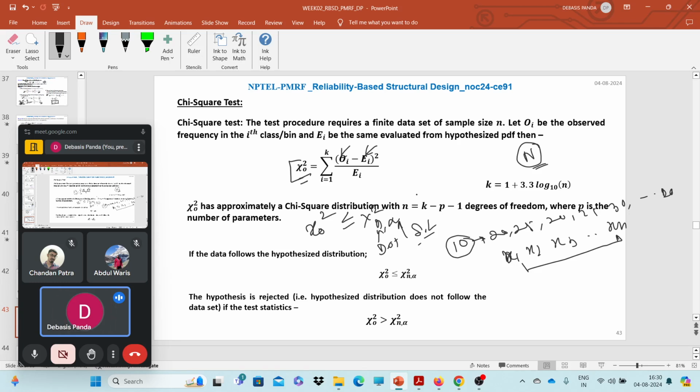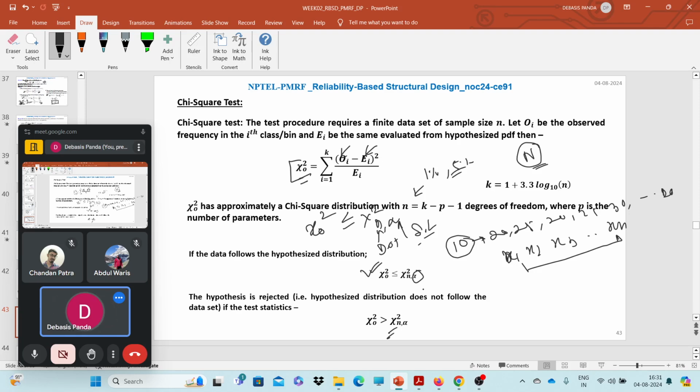The degree of freedom depends on the data set, and for the significance level, if we want to check for 1% or 5% significance level, we can do it. So based on the requirement, the significance level will change, but the number of degrees of freedom will depend on the sample size. Our hypothesis will be accepted when our chi-square value is less than or equal to the value from the chi-square table for that degree of freedom and significance level. Our hypothesis will be rejected if the chi-square value is greater than that.